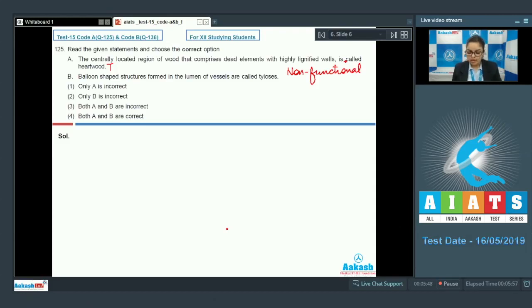Moving to statement B. Balloon-shaped structures formed in the lumen of vessels are known as tyloses. This is absolutely correct. Balloon-shaped structures that are formed in the lumen of vessels are tyloses. They make xylem non-functional, right? It is not conducting water. So statement B is also right here. So can I say for question number 125, both the statements A and B are correct. Question number 125, answer is option 4. Alright, moving to question 126.